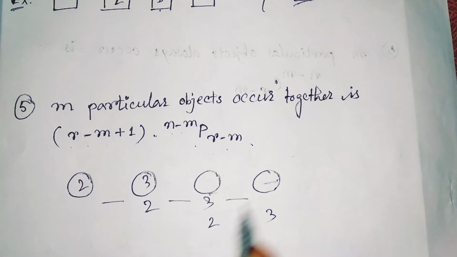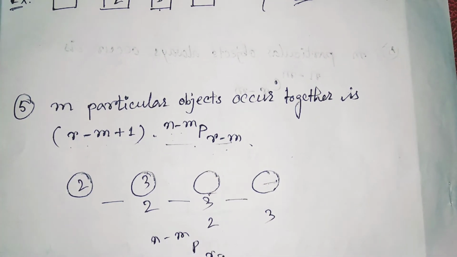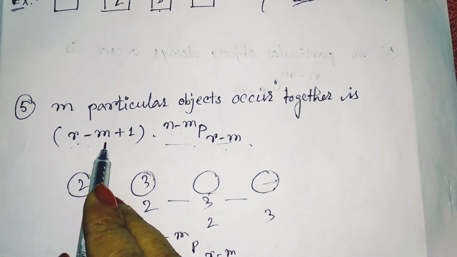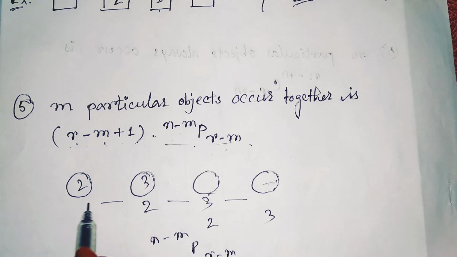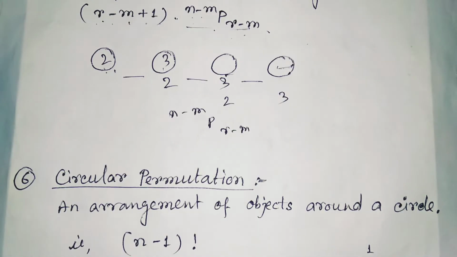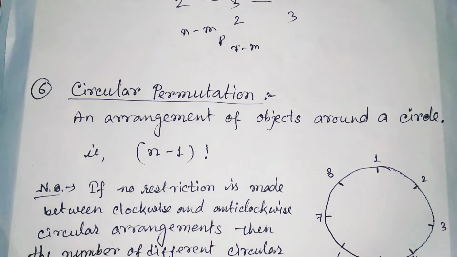So the remaining 2 can be combined as (n minus m)P(r minus m), and here this one is r minus m plus 1. That means out of 4 positions, we have 3 different choices to place the fixed elements. So this is the formula. One more thing is the circular permutation. That one is very important.